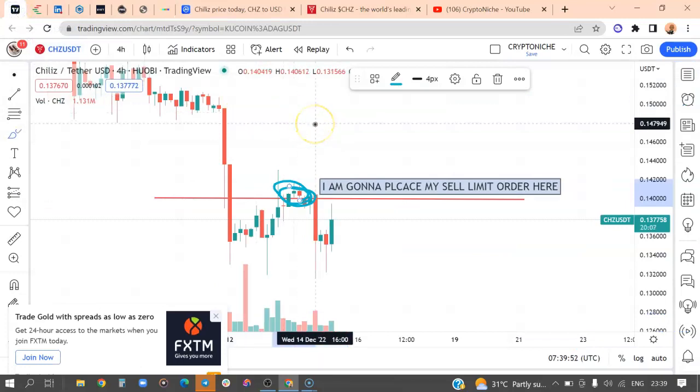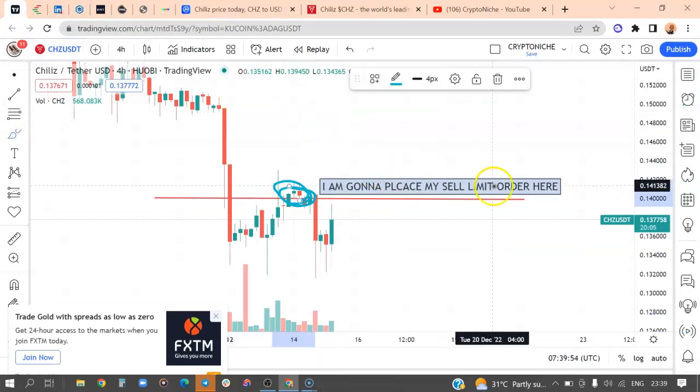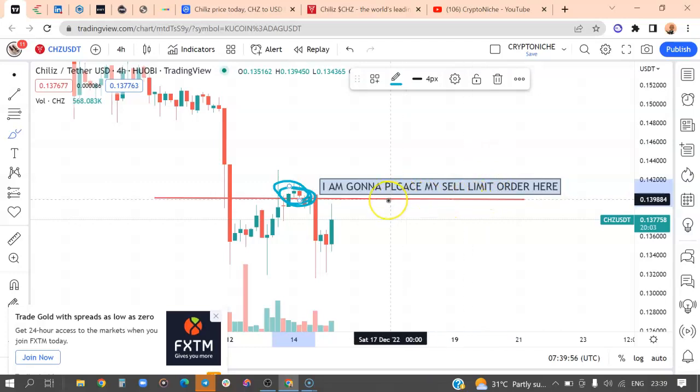So I'm going to place a sell limit order here and wait for it to get filled. Okay, using about 2 to 5% of my capital. I'll use that to place a short order here and see how far it will go. Sorry, I was supposed to write place.